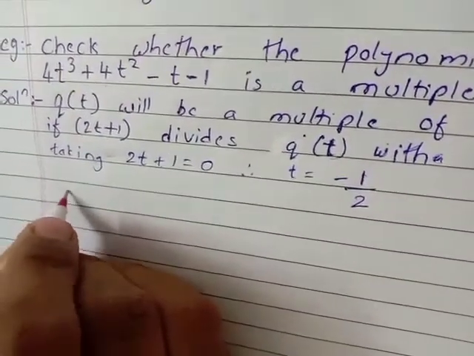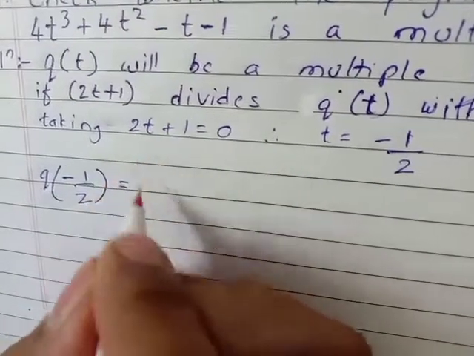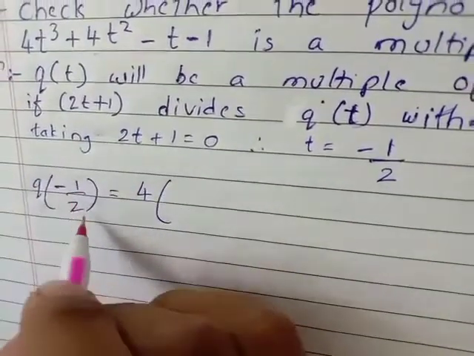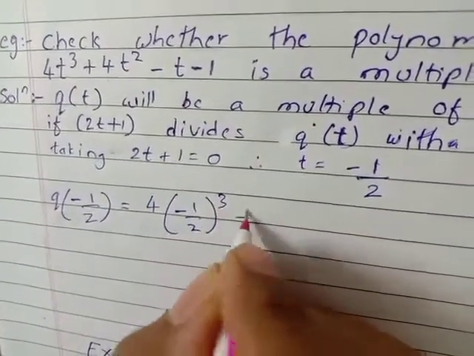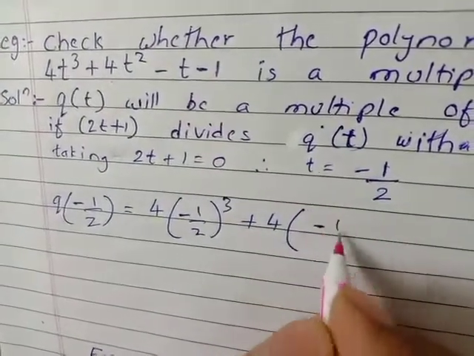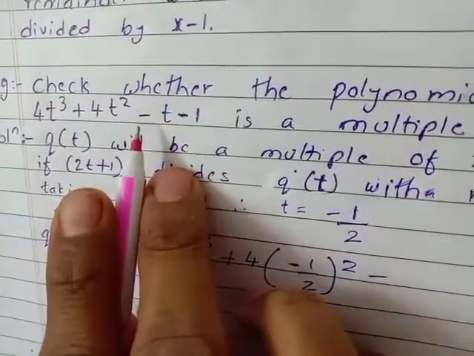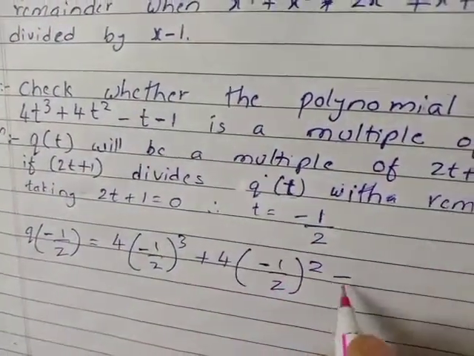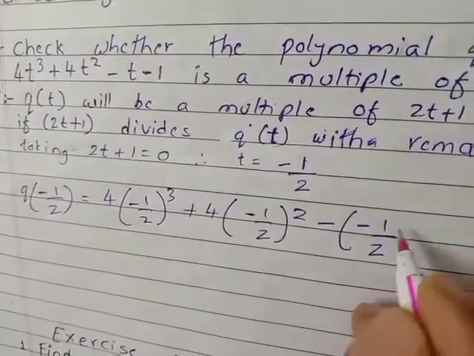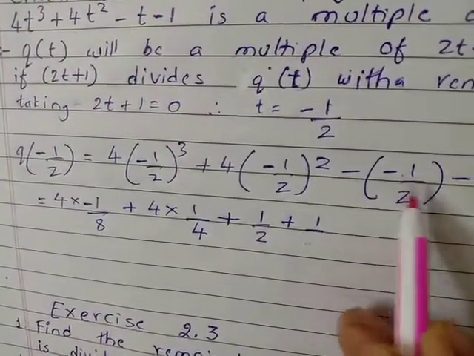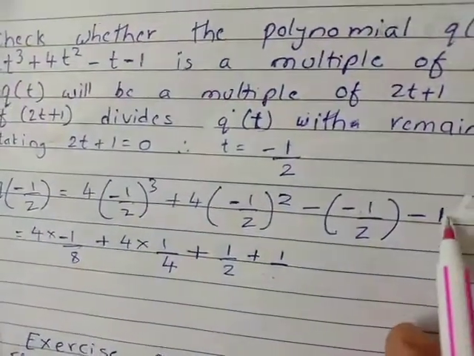Now how will we write? q(minus 1 by 2) equal to 4. Here in place of t we have to put minus 1 by 2. So it will be 4 into minus 1 by 2 cube plus 4 into minus 1 by 2 square. This is minus and this is minus, so it will become plus. We will solve it in the next step. Let it remain as it is. And this minus 1 will remain as it is, minus 1, okay.